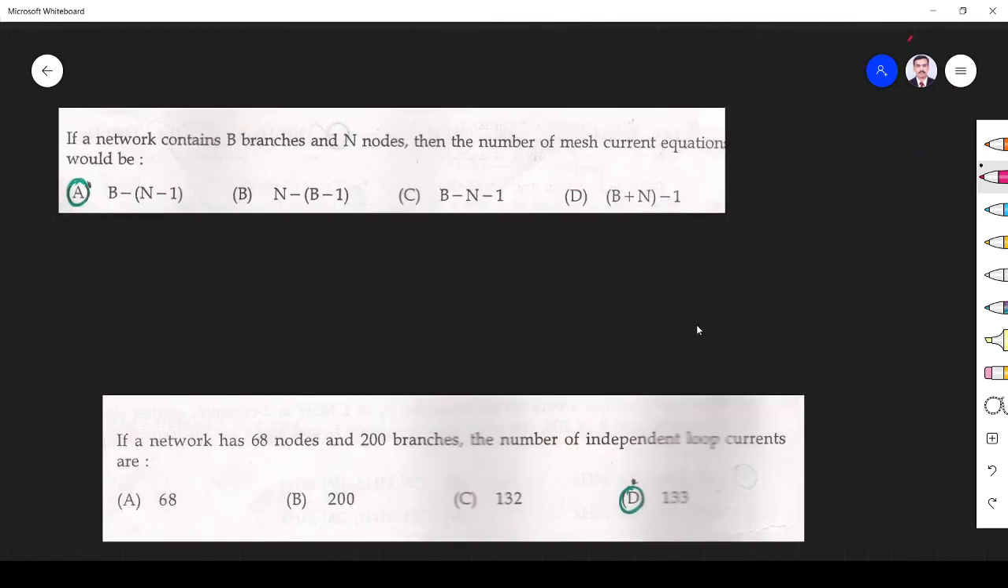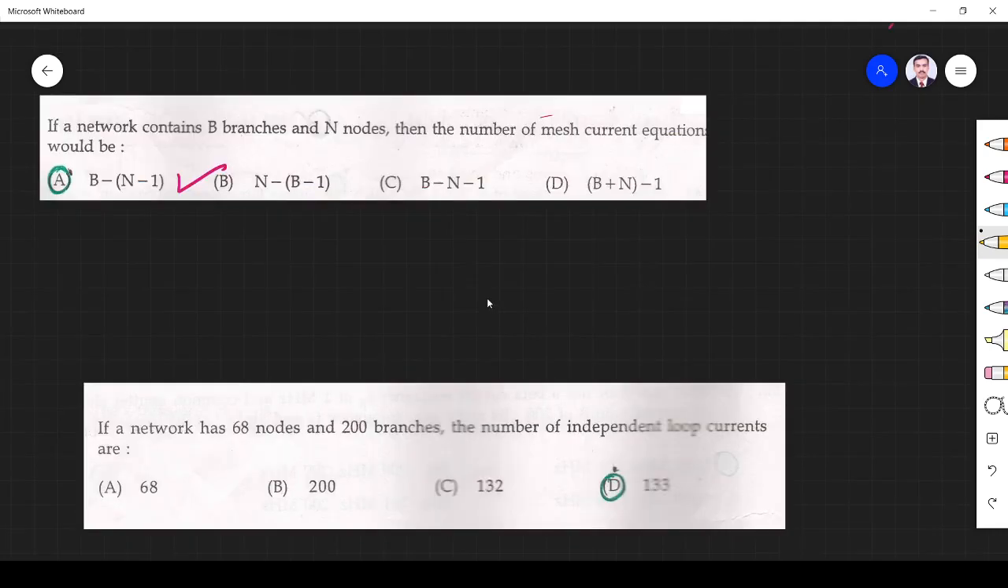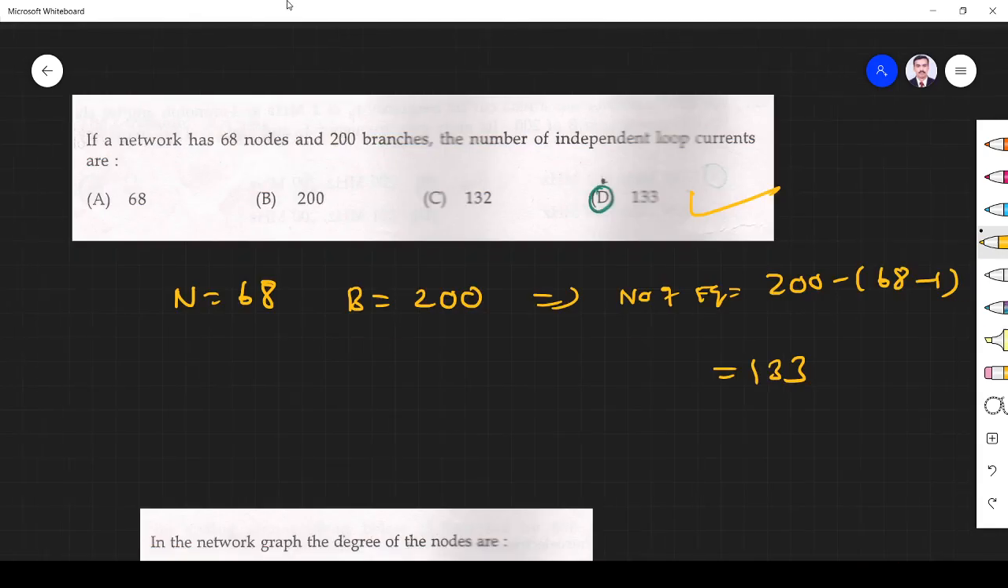If a network has b branches and n nodes, then the number of mesh current equations, it's a direct question. The number of mesh current equations is given by b minus n plus 1. So option A is a direct answer. If a network has 68 nodes, so n is equal to 68, and branches b is equal to 200, what is the number of independent loop current equations? The number of equations is given by b minus n plus 1, that is 200 minus 68 plus 1, which is 133. So option D is the right answer.